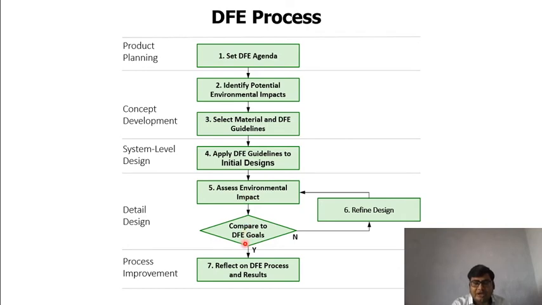If our goals are achieved, then okay, our process is complete and we can analyze the result. If our goals are not achieved, then we can refine the design, and again we need to assess our impact on environment. This is a simple flow diagram which gives you an idea of a streamlined process that needs to be followed, and the result will be similar to what we have already discussed.